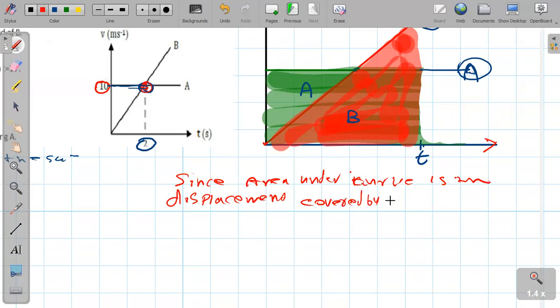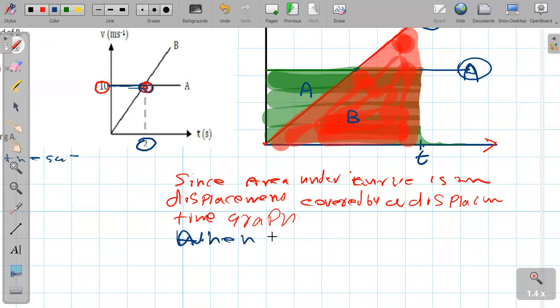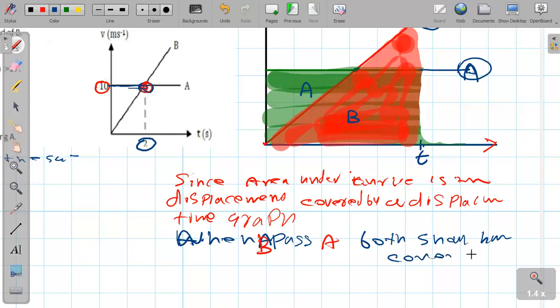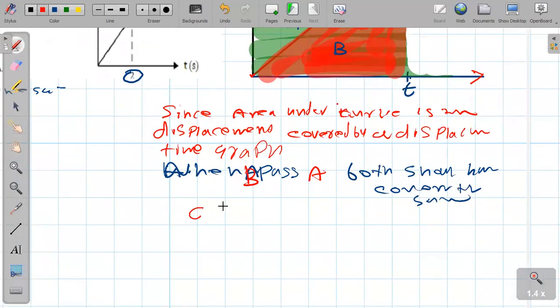The area under the displacement-time graph... the area A1... when B is passing A, both should have covered the same what? Same displacement.